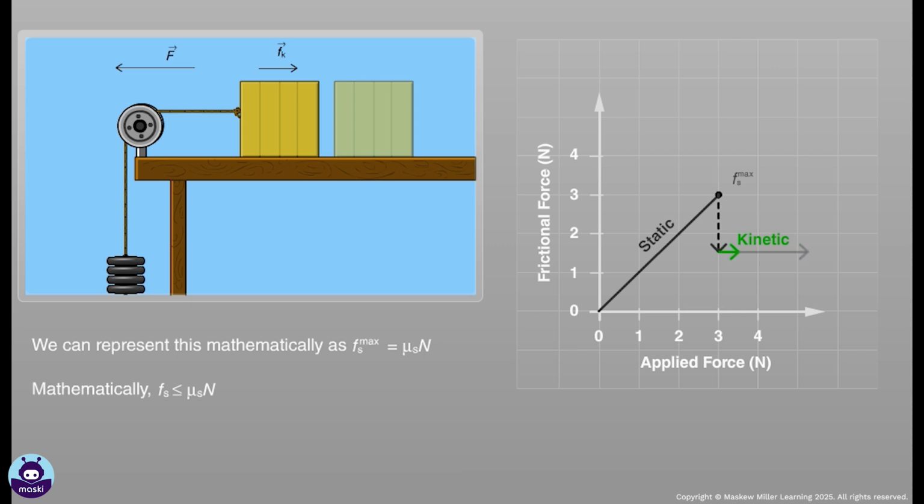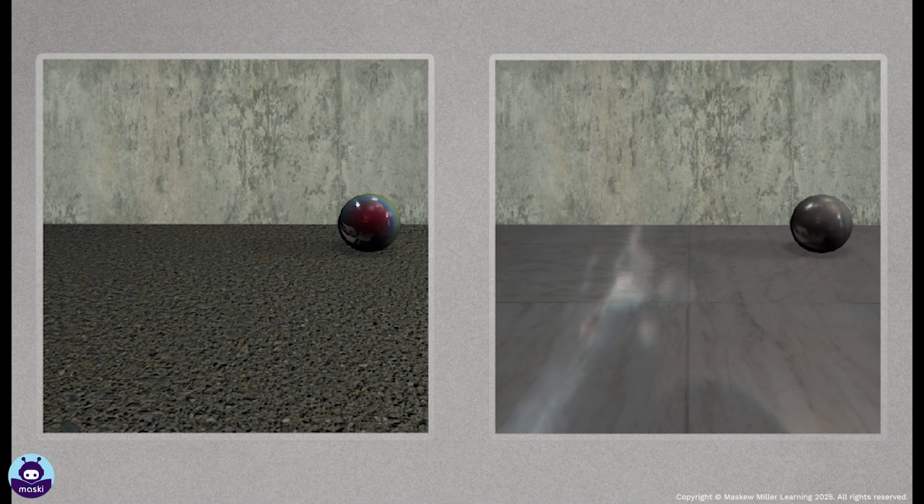The magnitude of kinetic friction is always the same for a surface, regardless of the magnitude of force. It is given by Fk equals mu k times N. Here, mu s and mu k are dependent on the surface. A rough surface will have higher values of mu s and mu k than a smooth surface.